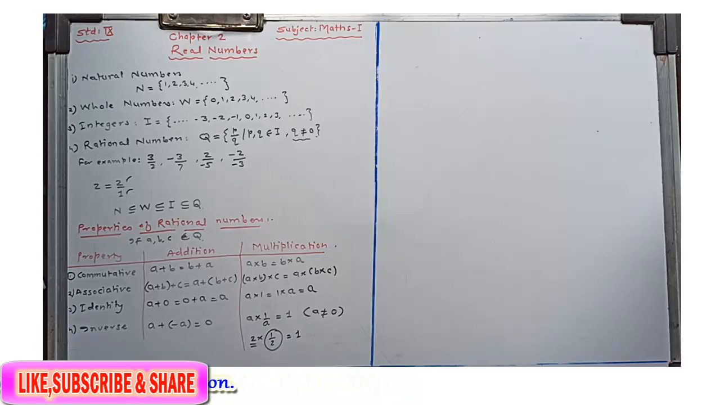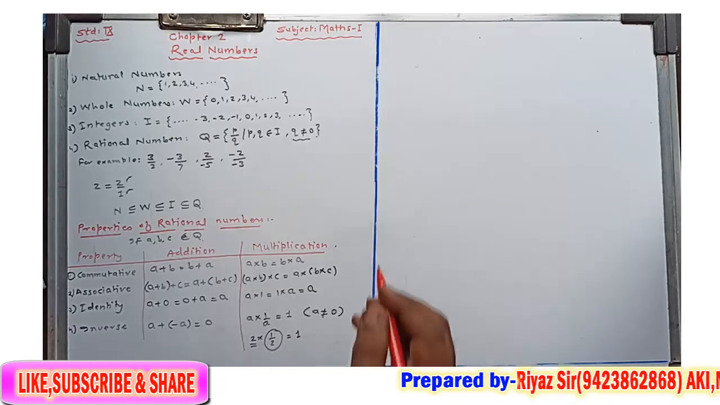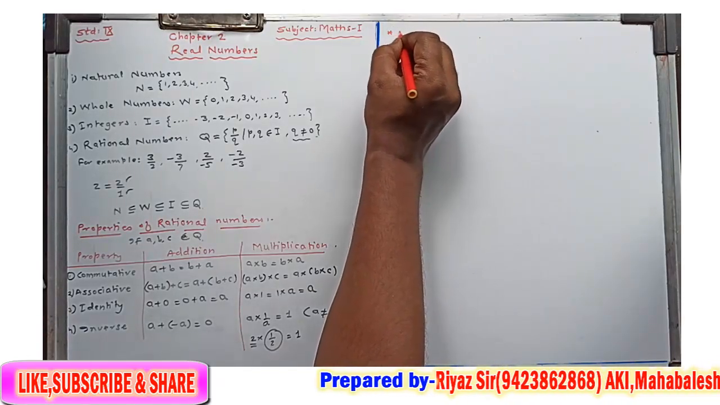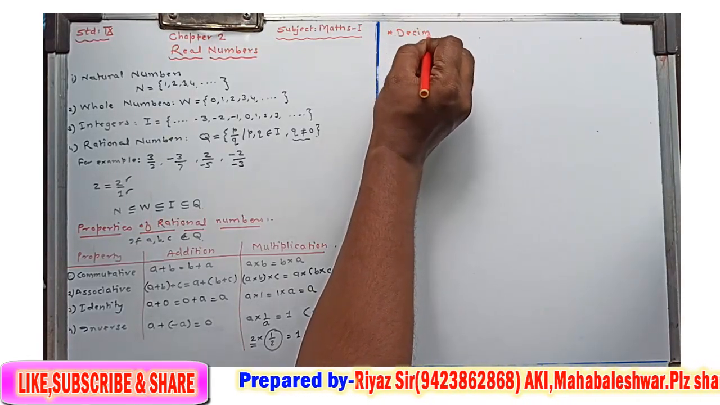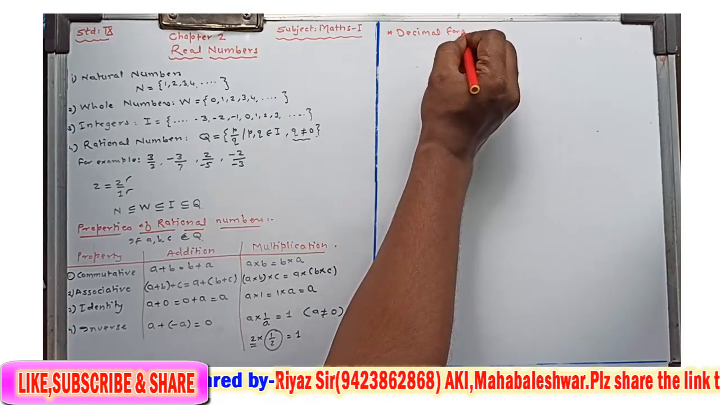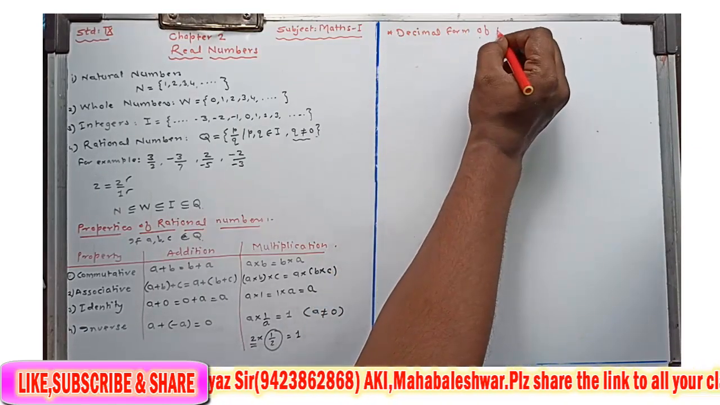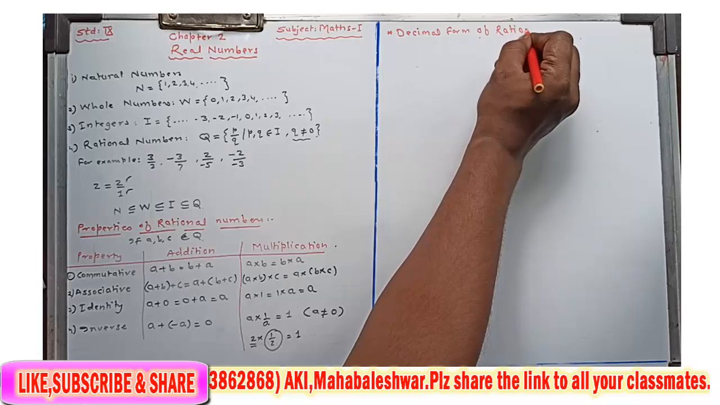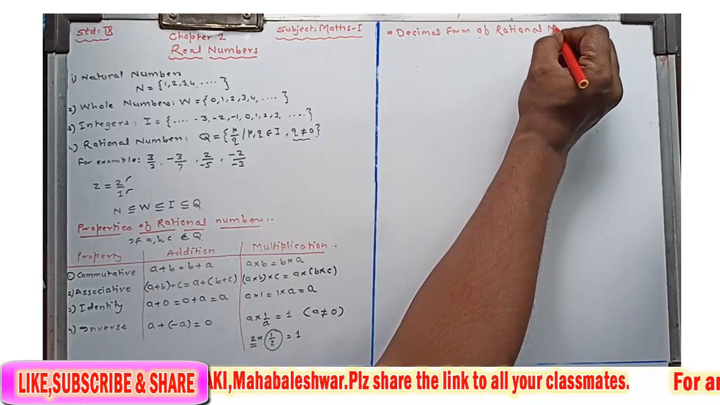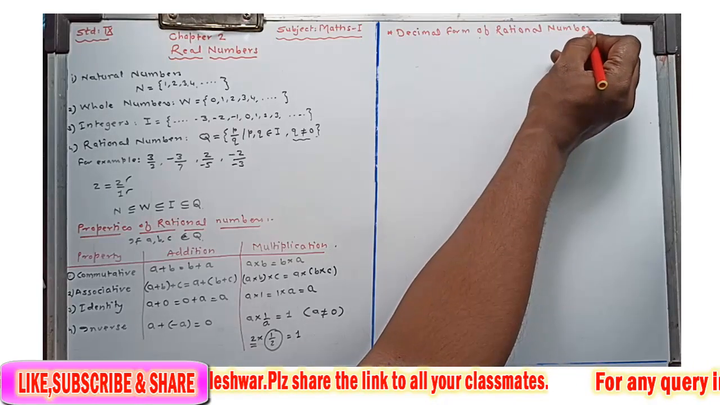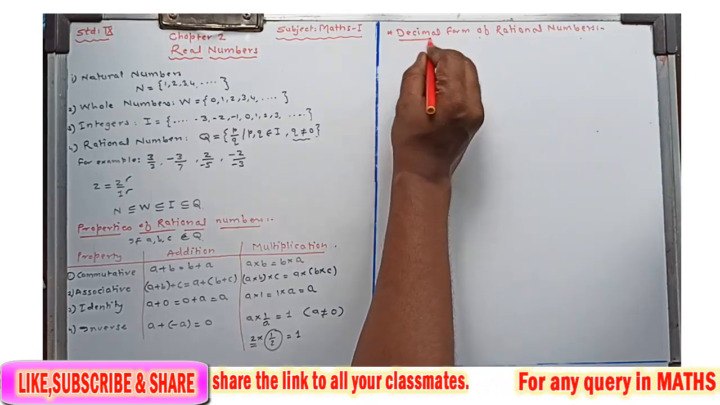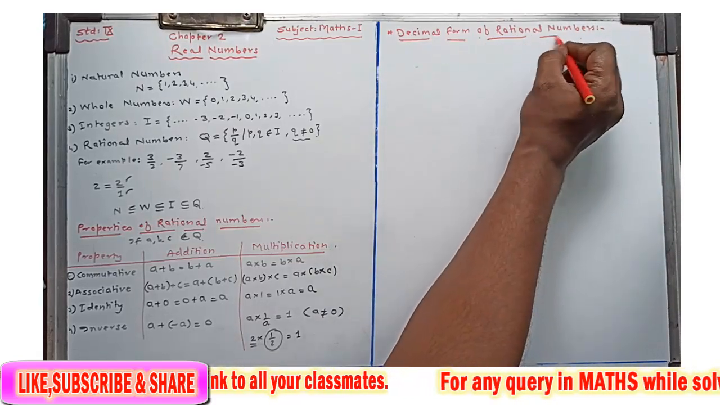So these are the properties of rational numbers. Now after that we'll see the decimal form of rational numbers.